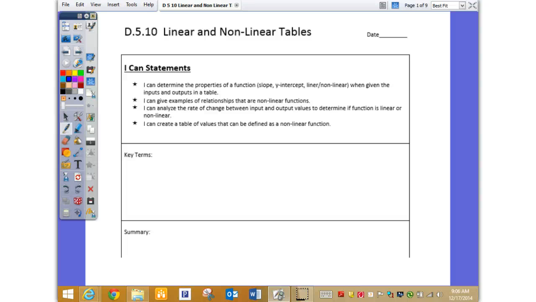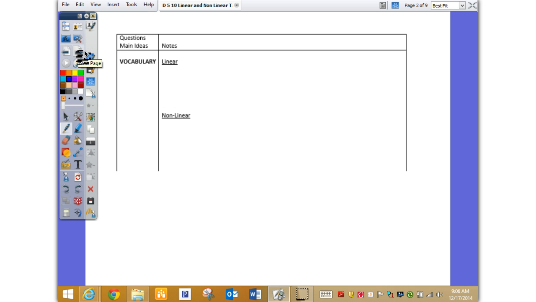Lesson in Unit 5. We are doing 5.10, linear and nonlinear tables. Linear. Now we went over this earlier in the unit. This is the end of the unit. So what does linear mean? It means straight. The graph is a straight line.